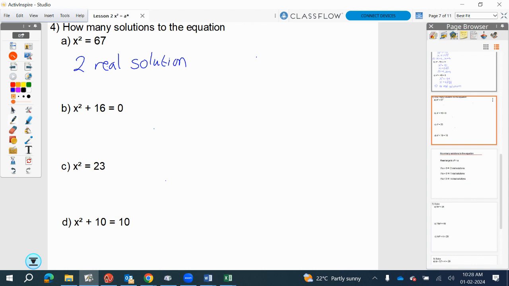Typically, use the word given in the question. So the question here says solutions. Another question might say how many roots does the following function have? Use the word in the question back to them. So it's important we don't do it.